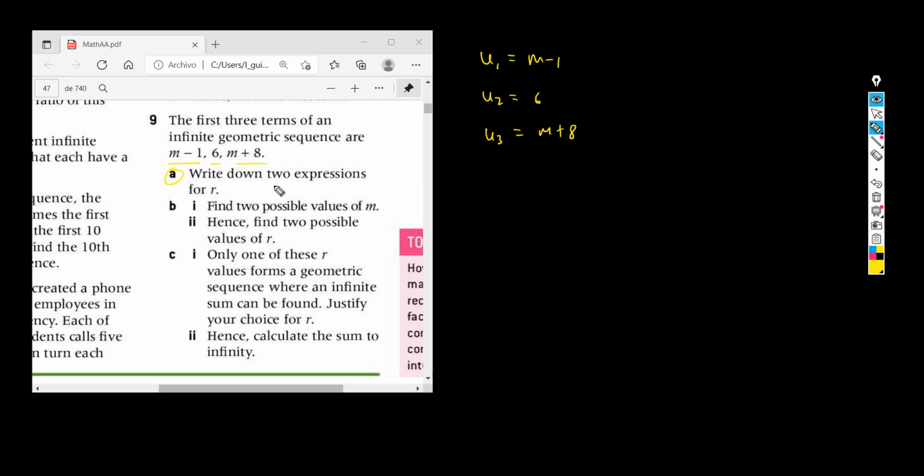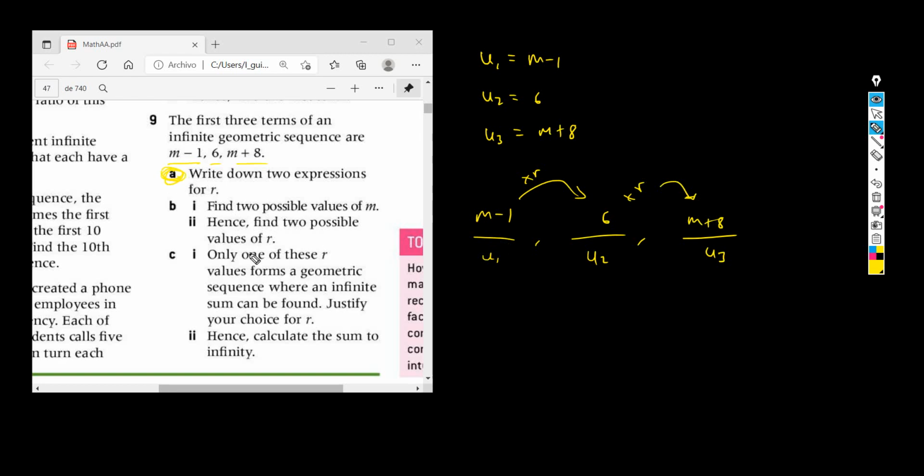Question A. Write down two expressions for r. Okay, so you should know this, you should understand this. Since these are the first three terms, let me put them in order, like U1, U2, U3. U1 is this, U2 is 6, and U3 is m plus 8. Then, since we're talking about a geometric sequence, there should be a ratio, right? This number times the ratio should give you 6, and this number times the ratio should give you m plus 8. So that already has the solution inside of this.